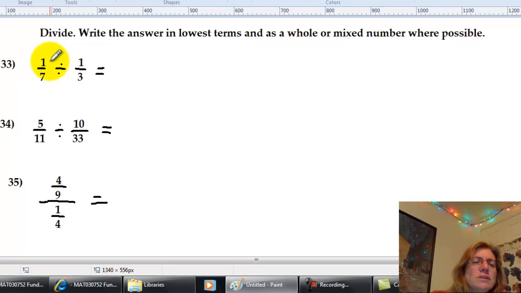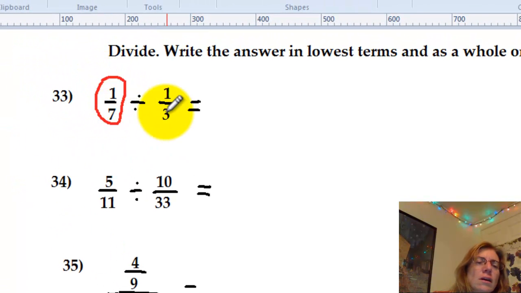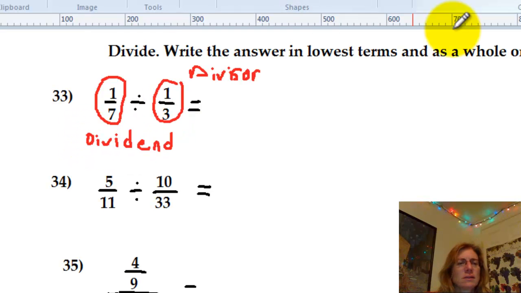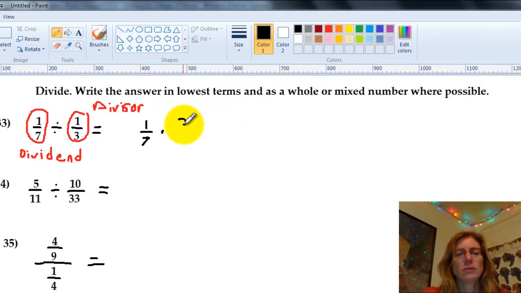So we're going to divide 1/7 divided by 1/3, and in this case, this is the dividend, and this is the divisor. How we do this is, it's written out this way already, and we have to do our next step, which is we change it to a multiplication problem, but we flip the divisor, 3 over 1. So find the reciprocal of the divisor. That's the official rule.